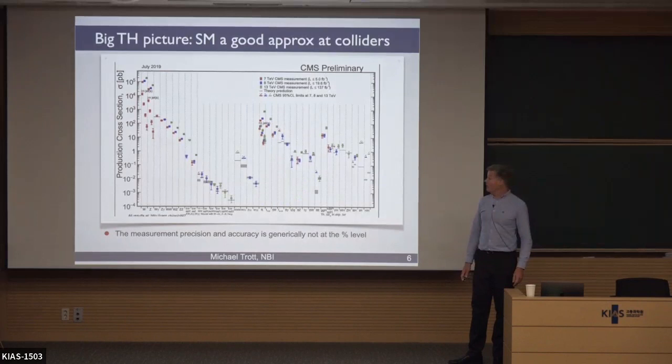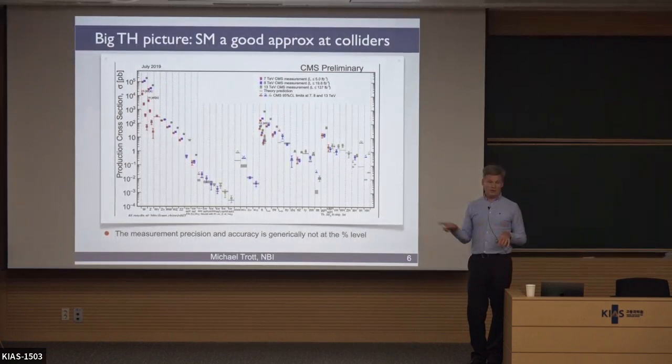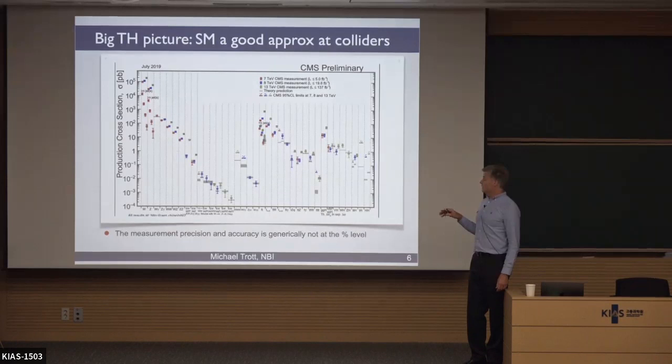So where are we now? You probably cannot see this in detail. I put these slides online already, so you can look at the slides in detail if you can't see what's appearing here. But what this is showing you roughly is a comparison, for many, many measurements of many different signatures at LHC, of the theoretical prediction and the experimental result.